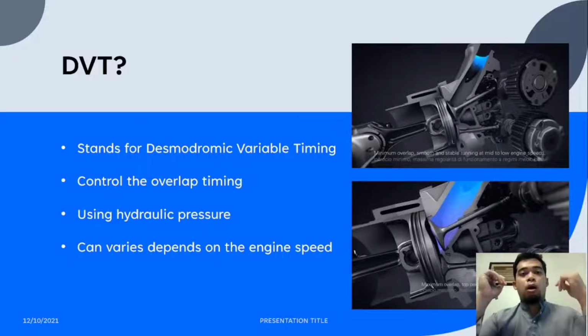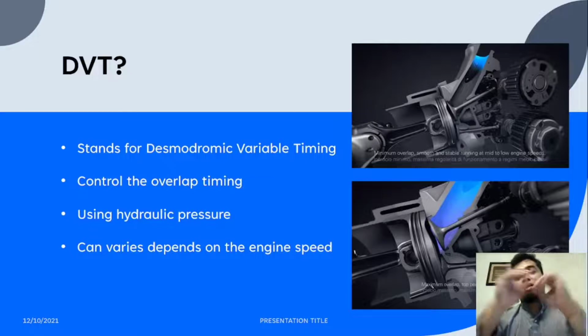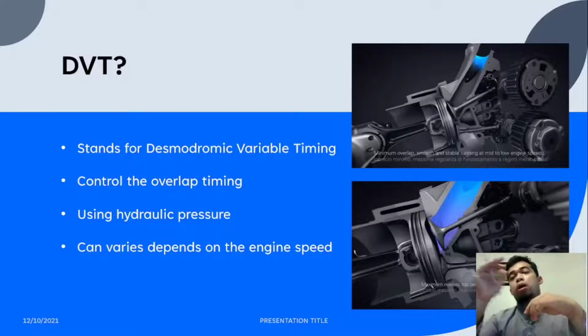So what is valve overlap? Well, valve overlap means that both the intake and exhaust valves will be open at the same time at the end of the exhaust stroke, when the piston is at top dead center. So it also varies with the engine speed. It can go low, medium, high, instead of the normal VVT, which has low and high only.